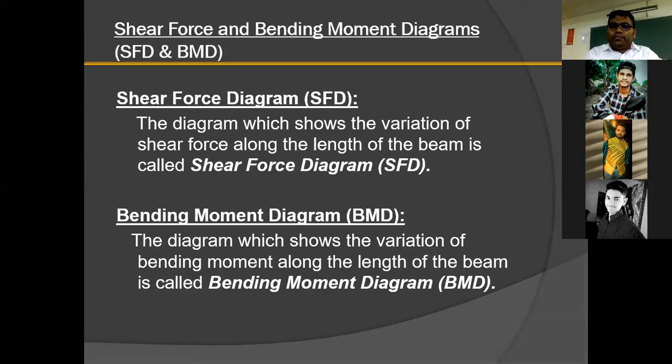Then two terms are also there. What is the shear force diagram? What is the bending moment diagram? The diagram which shows the variation of force along the length of the beam is called shear force diagram. Okay, आप अभी समझ में जाओगे, आप टेंशन मत लो, आगे मैं बताता हूँ. What is the bending moment diagram? The diagram which shows the variation of bending moment along the length of the beam. In the shear force diagram, you can see the variation of shear force along the length of the beam, and in the bending moment diagram, you can see the variation of bending moment along the length of the beam.